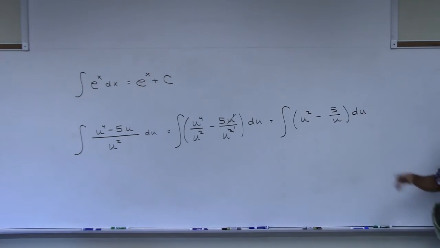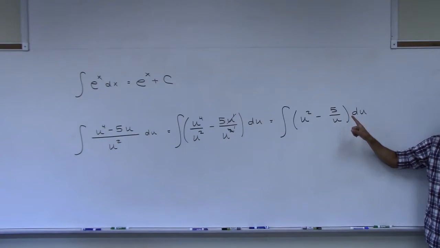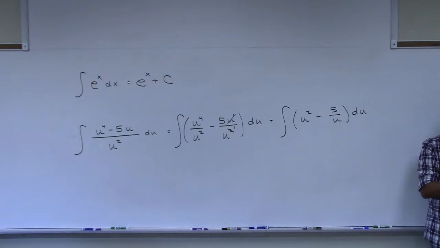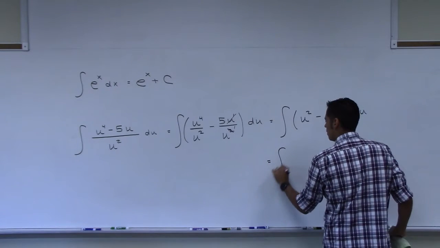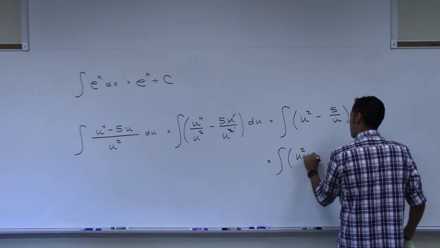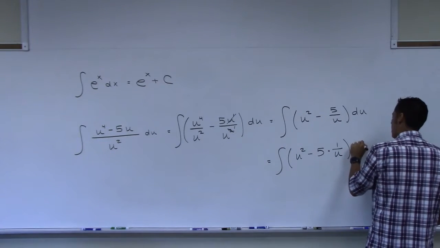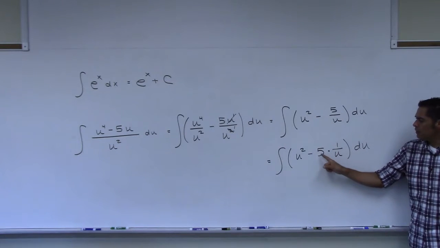Is that okay? You could bring it up as a negative 1, that's what I wanted to do. I heard you say negative 1. Now, I'm not going to, because wasn't u to the negative 1 the one special case we had to worry about? Yeah. So watch me write this one more way. u squared minus 5 times 1 over u. See, I'm going to write it that way. I think it's a little easier to see that 5 over u is 5 times 1 over u.